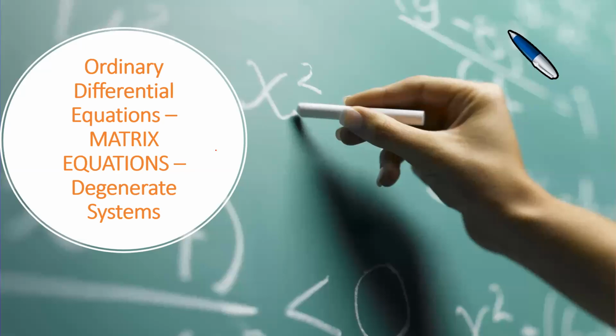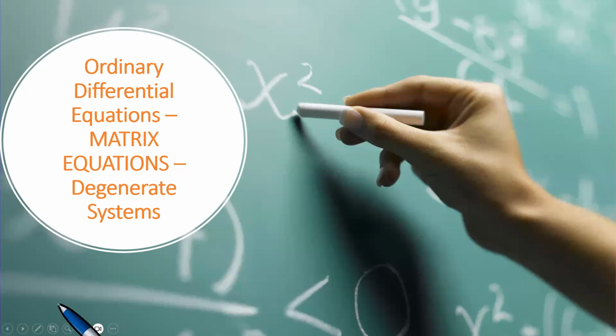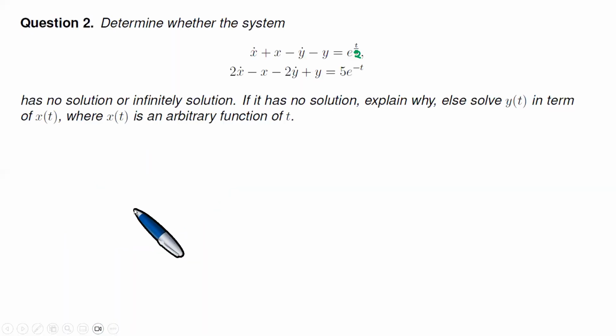Okay. I was just picking my writing pen because sometimes the pointer is just too tiny and I feel that it helps. Okay, now we are looking at degenerate systems. Right. To look at the exam question you sent to me, I decided to bring an example that is going to help us to understand that better.